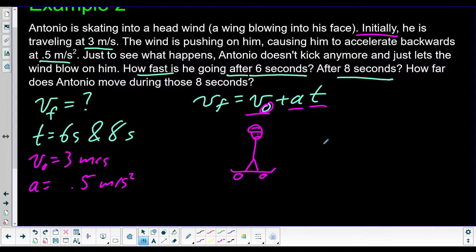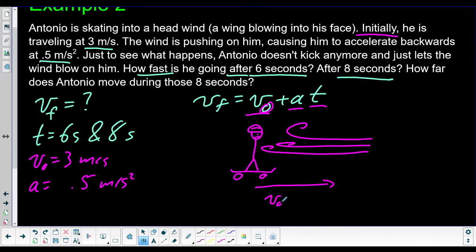Frowning because he's got a headwind. So the wind is blowing on him like this. He is moving in that direction. Our V initial is 6 meters per second forward. I'm going to say to the right is the positive direction, and to the left will be the negative direction. So his velocity is 6 meters per second forward.